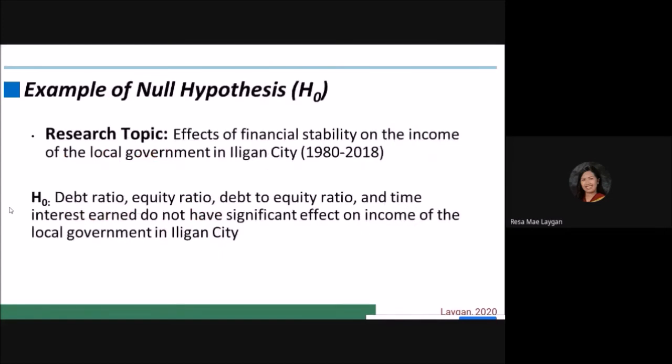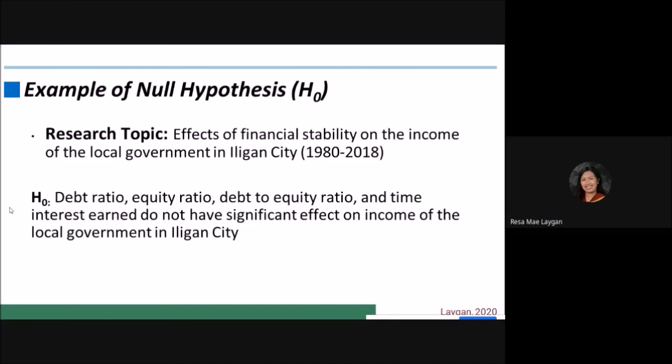So I have here an example of a null hypothesis. For example, my research topic is about the effects of financial stability on the income of the local government unit in Iligan City. As indicators of financial stability, I have debt ratio, equity ratio, debt to equity ratio, and times interest earned. So it shows that these variables have no significant effect on the income of the local government in Iligan City.